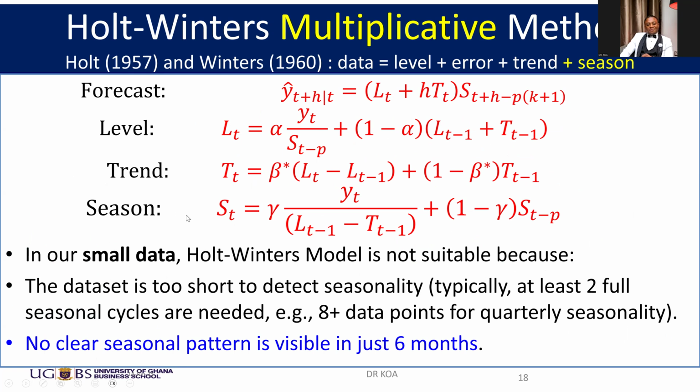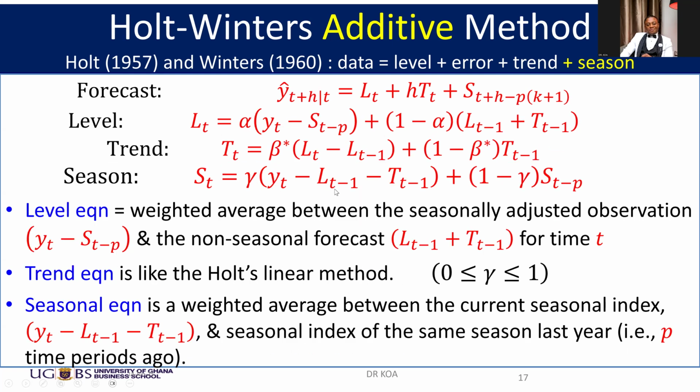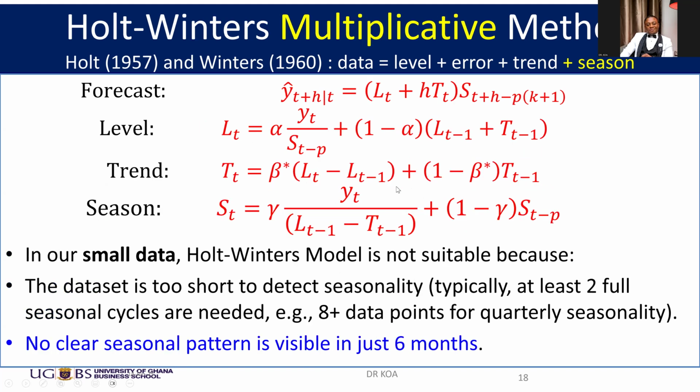When you come to the last one, the season, watch it. It was YT minus LT minus 1 minus TT minus 1. But that is minus. When it comes to the multiplicative, it's divided by. So that is the only difference mathematically. But what does it mean? Well, multiplicative is very good when you have a very large data set. It helps, especially with big data.